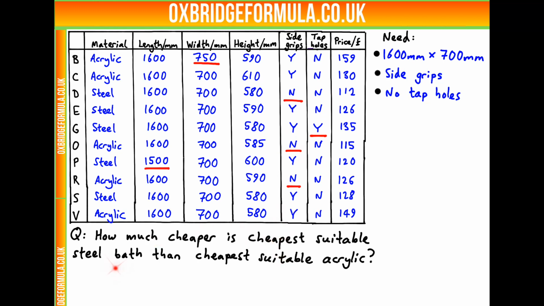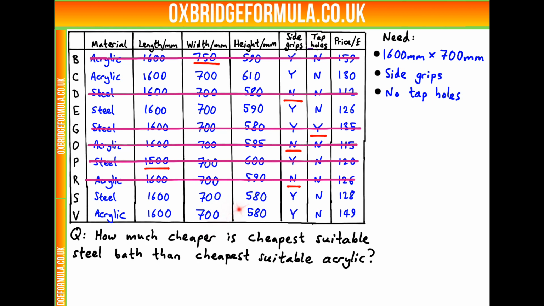Then we need to know how much cheaper the cheapest suitable steel bath is than the cheapest suitable acrylic bath. So maybe to make this easier, let's actually strike off any baths that don't follow all the requirements from the table. That would look like this. And then we can easily see that there are only 4 baths left, so this should make it a bit clearer when we're deciding which ones are cheapest. And so out of the suitable steel baths, we only have 2 left. That's bath E and bath S. Which one's the cheaper? So we have 126 versus 128 pounds. So this is our cheaper one.